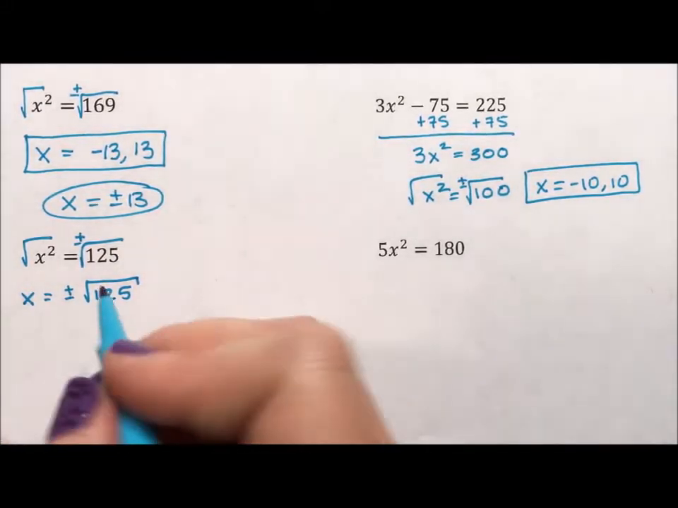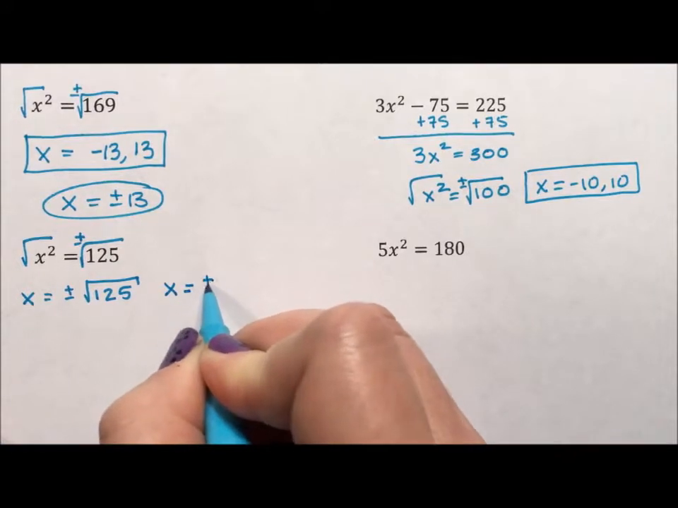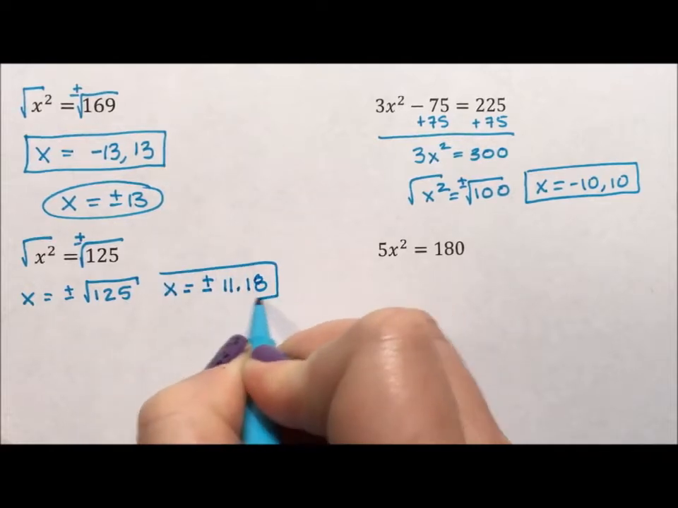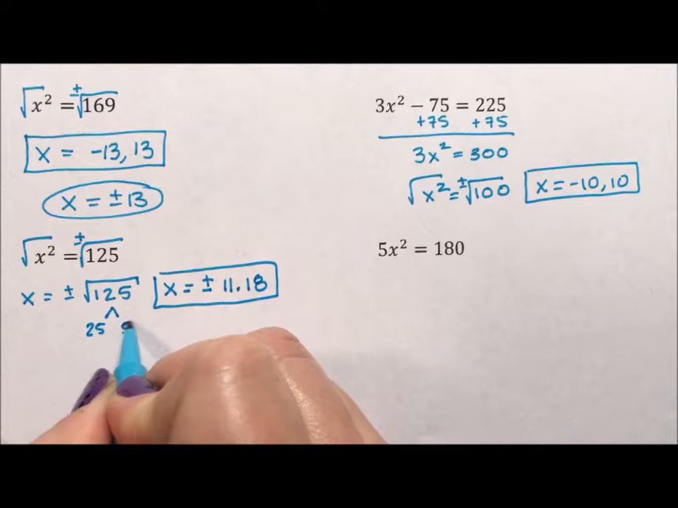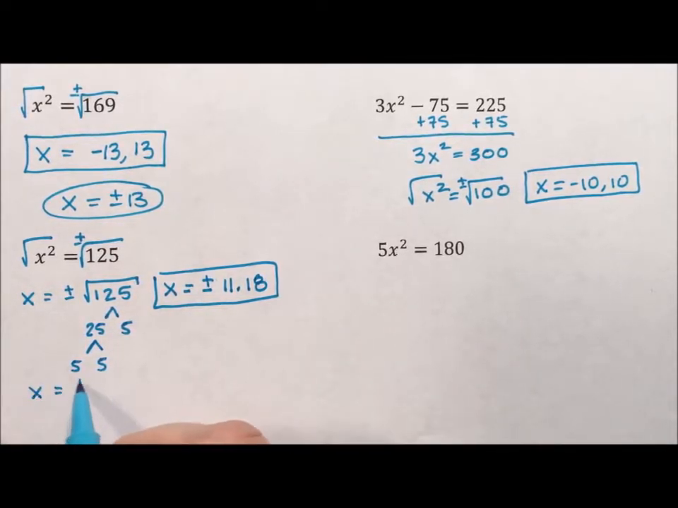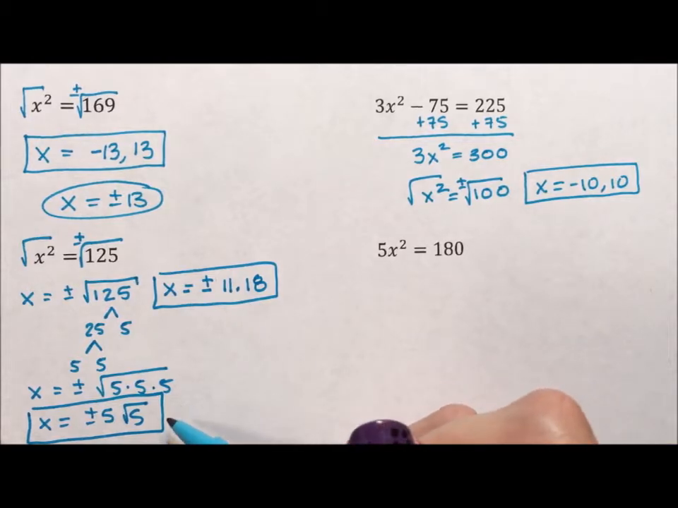One method is you're asked to go to decimal, so that x is equal to plus or minus 11.18. That's one way the solution will be asked. The second is to actually simplify this out into a simplified radical. So x is equal to plus or minus the square root of 5 times 5 times 5, which means x is equal to plus or minus 5 times the square root of 5. So you're either going to decimal or you're going to simplified radical form.